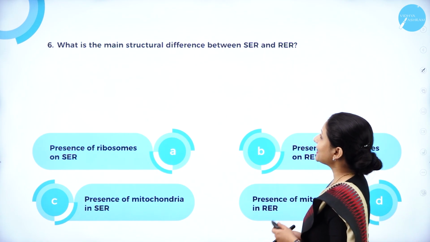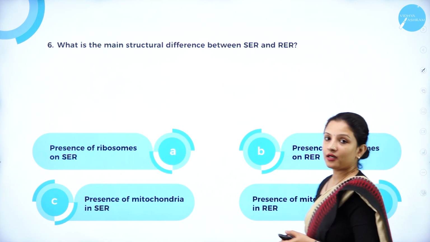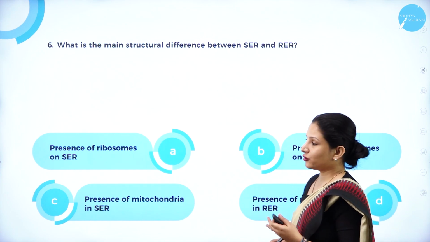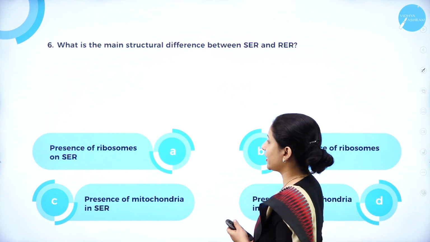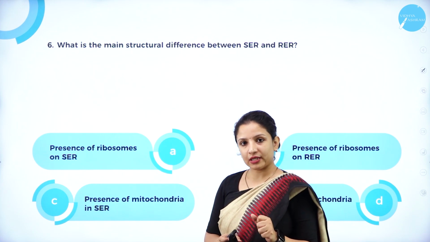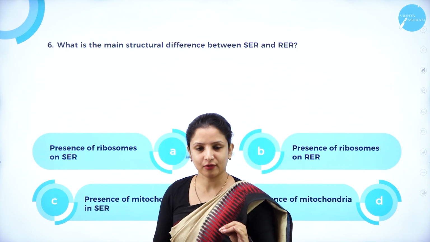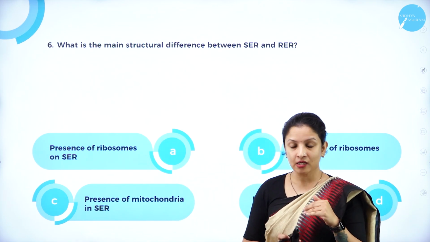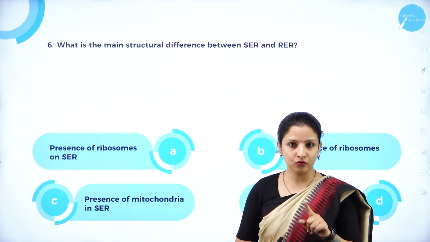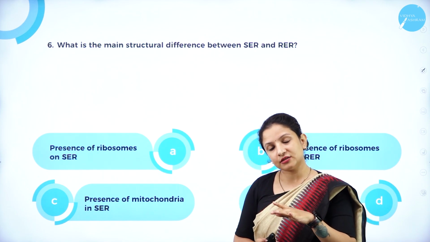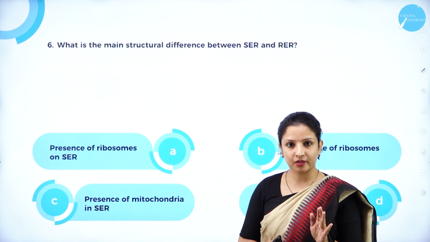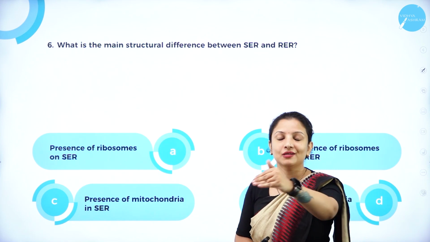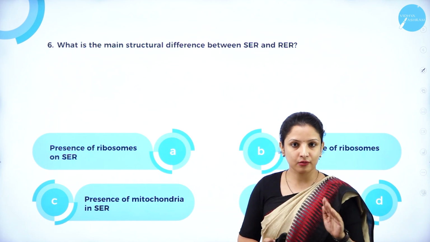Next question, what is the main structural difference between SER and RER? SER is smooth endoplasmic reticulum, RER is rough endoplasmic reticulum. Is it presence of ribosomes on SER? Now we know that we have to check for ribosomes because ribosome is one of the main differences between the RER and the SER. And one more difference is continuity with the nuclear membrane, because the rough endoplasmic reticulum continues from the nuclear membrane, but the smooth endoplasmic reticulum is a continuation of what? Not the nuclear membrane, but it forms a continuity with that of the rough endoplasmic reticulum.